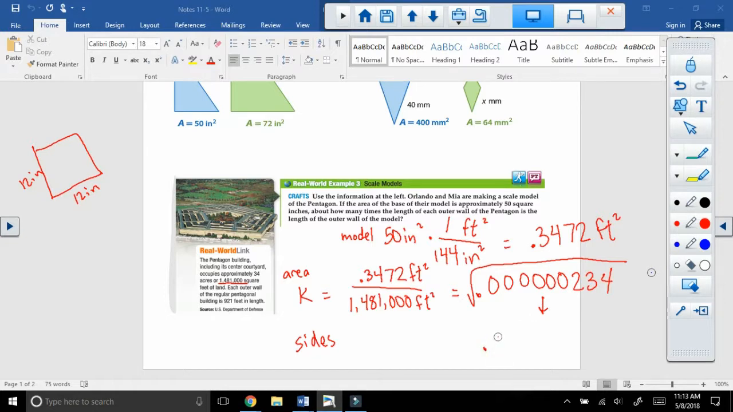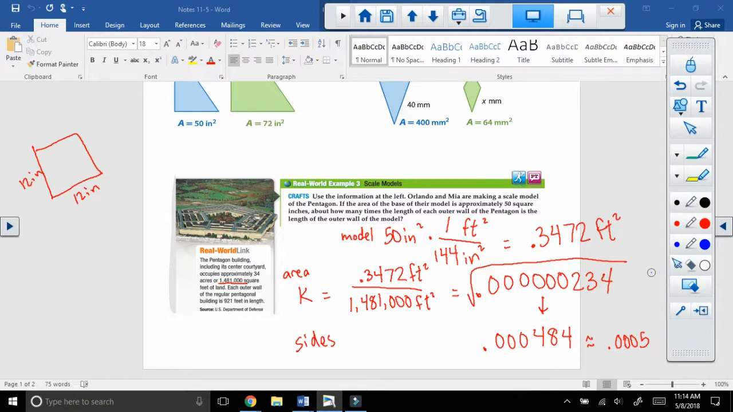The ratio of the sides is .000484. The recommendation of the book is to take this and just round it. They're going to say that this is approximately .0005. We usually don't write ratios as decimals like this. Usually we write ratios as fractions.